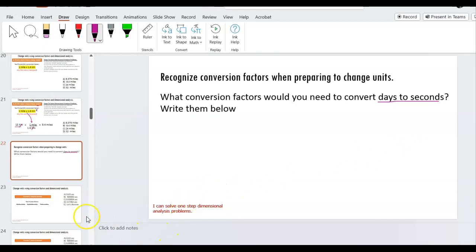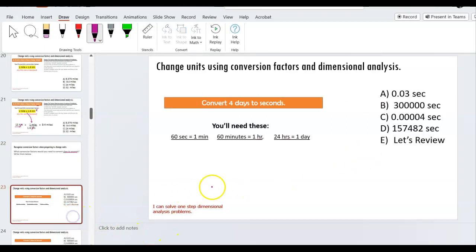All right, I'm going to go ahead and flip the slide. Here's some conversion factors you'll need. Now, maybe you know how many seconds are in a day, and you could just use one conversion factor. I'm going to say I don't know that off the top of my head, but I know how many seconds are in a minute. I know how many minutes are in an hour, and then I know how many hours are in a day. So I could use 3 conversion factors this time to get me from days to seconds.